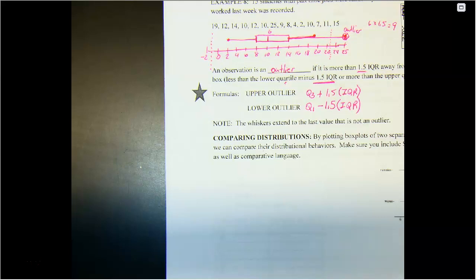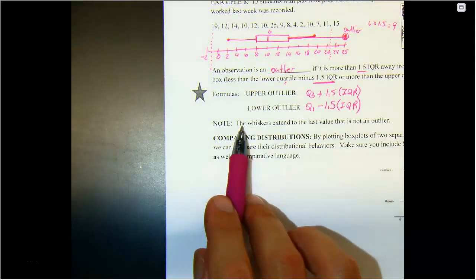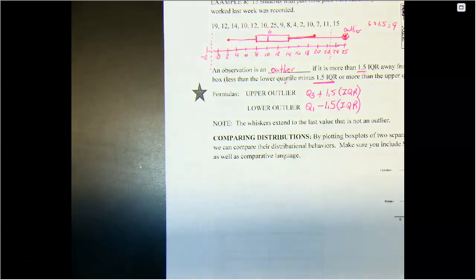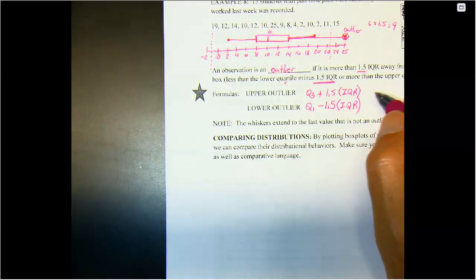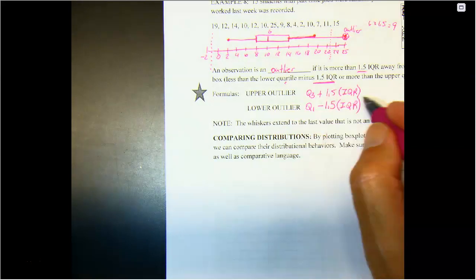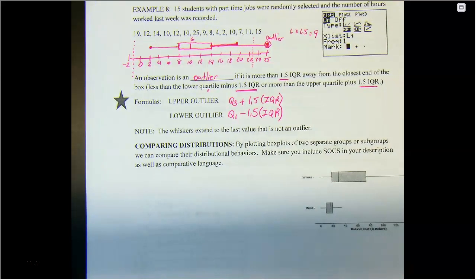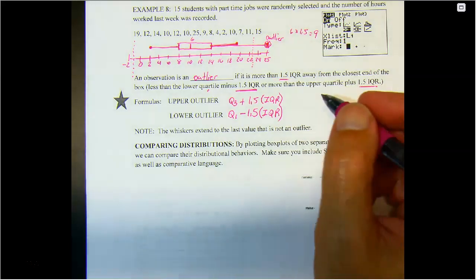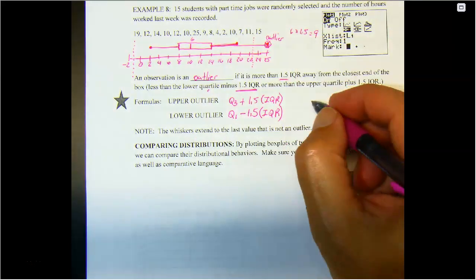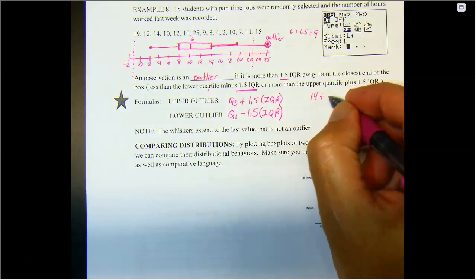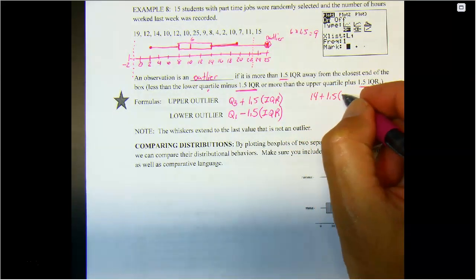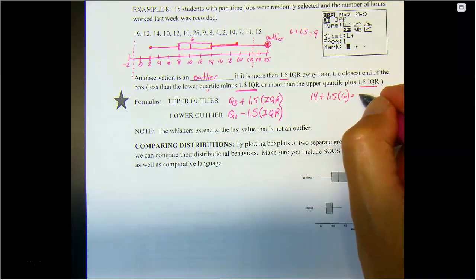So the whiskers extend to the last value that is not an outlier. Actually, I did a bad job with this. Let's go ahead and do the formula, because that's what your question is going to look like. They're going to ask you to show the calculation of the fence for an outlier. So quartile 3 was 14 plus 1.5 times my interquartile range of 6. And that ended up being 23.